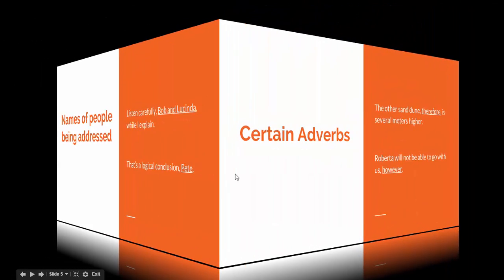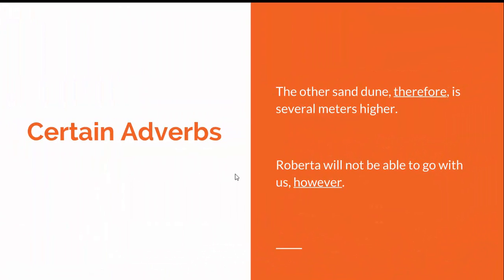We also use it with certain adverbs. So let's take a look at the first sentence. The other sand dune, therefore, is several meters higher. Therefore is an example of an adverb. It's going to interrupt the sentence. It is a parenthetical expression. And we could take it out and the sentence would still make sense. The other sand dune is several meters higher. Notice because it comes in the middle of the sentence, we need the two commas. One at the beginning of the word and one at the end.